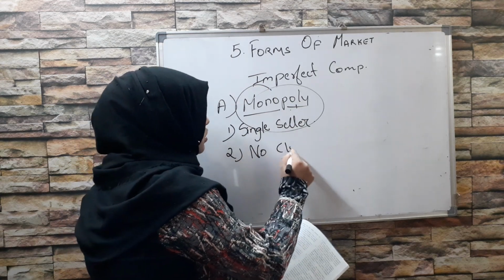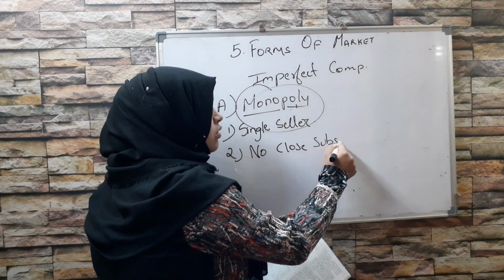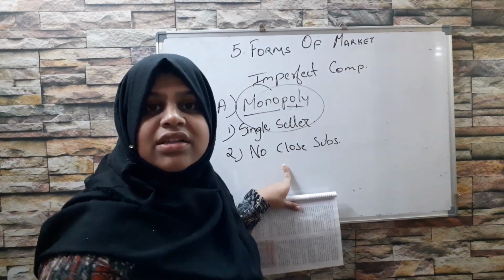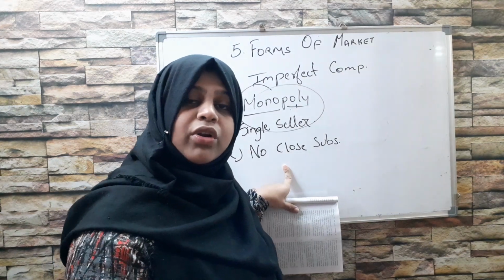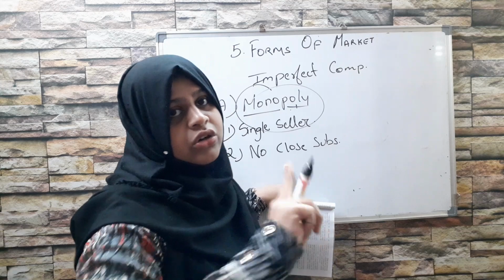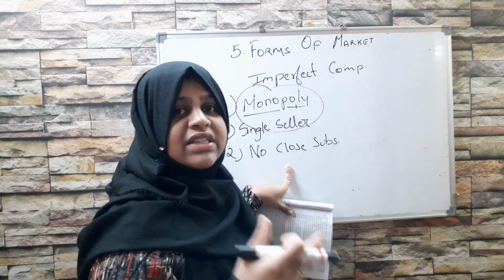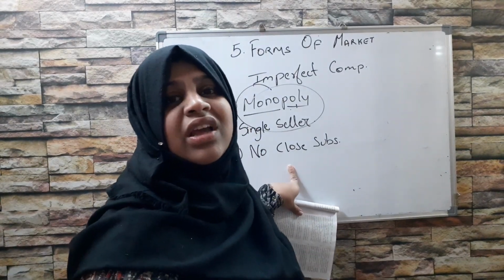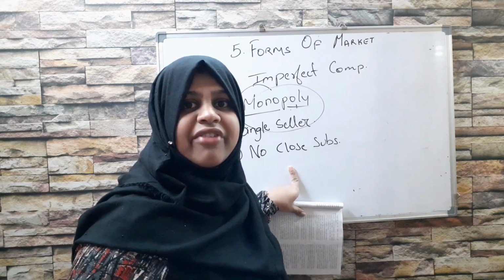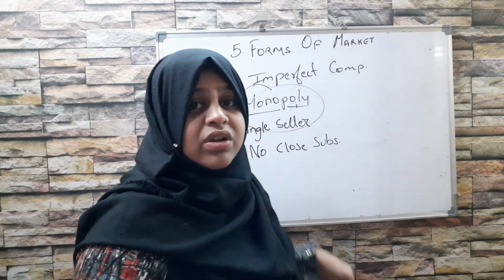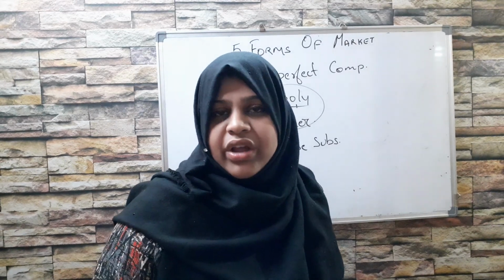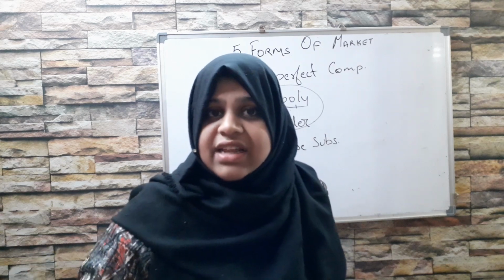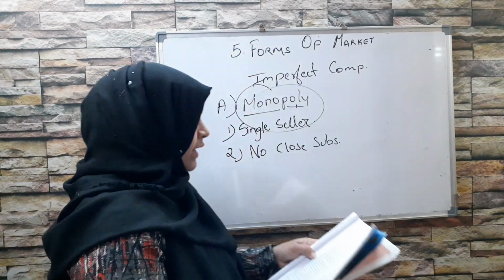No close substitute. This we have also done in meaning. Why has this particular seller become a monopolist, why has he become so popular in the market? Because nobody else has his product. He is supplying a commodity which is not available with anyone else. So he does not have any substitute for his product. You can say his product is very unique, not available anywhere. You cannot find it with any other seller, and thus he is the monopolist.